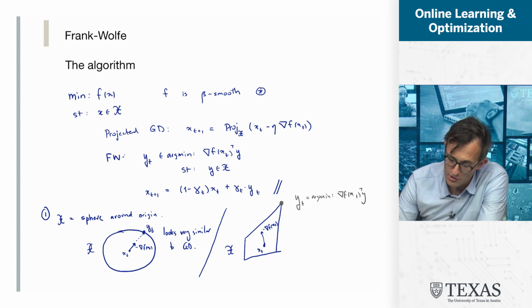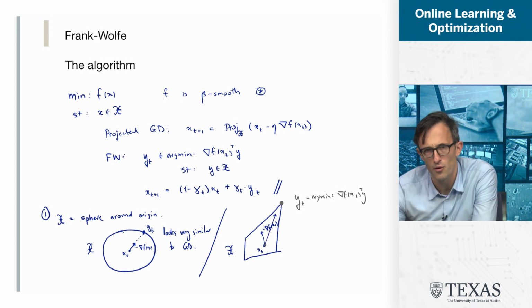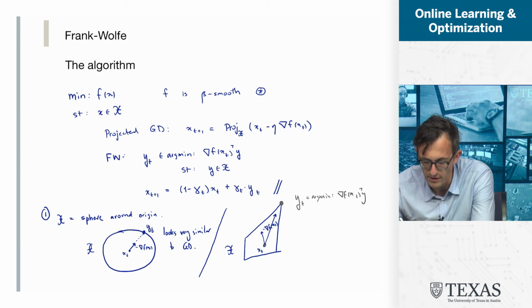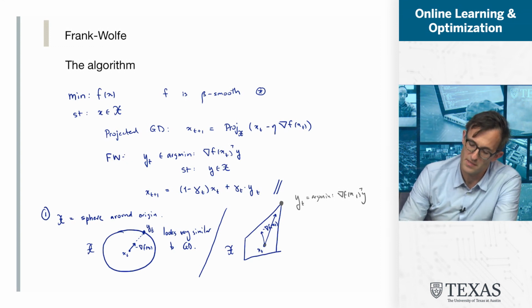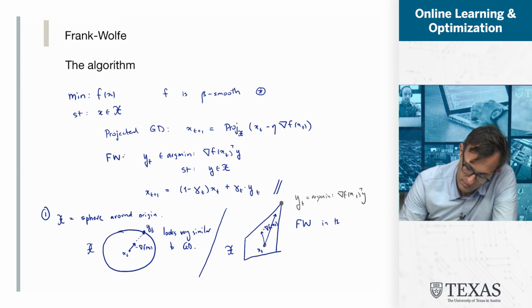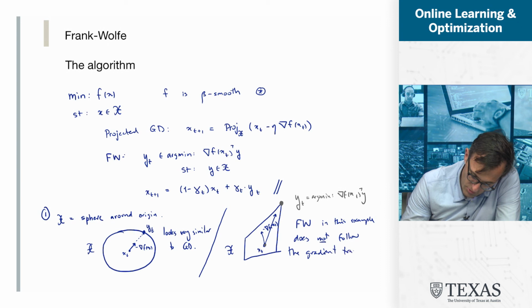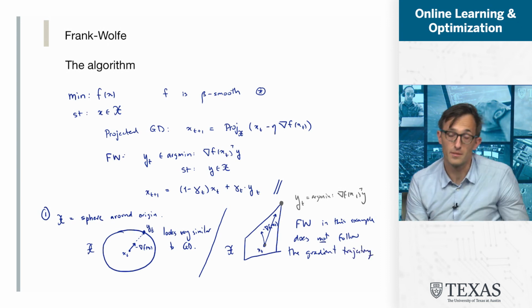So this is yt. So in short, this shows that the direction that I actually move in is I move from xt in this direction. I drew that arrow long because I wanted to get past what I wrote, the negative gradient, so I'm not necessarily going to take that huge step size, but the point is that Frank Wolfe, in this example, does not necessarily follow the gradient trajectory. Okay, so it's in fact doing something quite different.